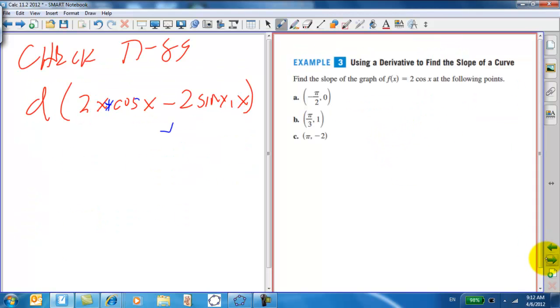Check. Now, here's some examples using the derivative to find the slope of the curve at a given point. Find the slope of the graph of f(x) equals 2 cosine x at the following points. Well, the derivative is 2 times negative sine x, or that's negative 2 sine x.